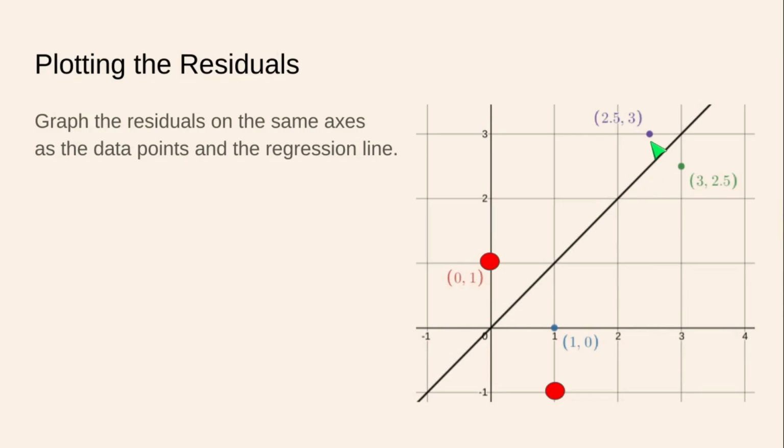For this point, it's actually at a y value of 3, but we're predicting it's at about 2.5. So the residual would be positive 1/2. And for this point, it's the same as this point right here, except it's 1/2 below the predicted y value. So the residual would plot at about -0.5.